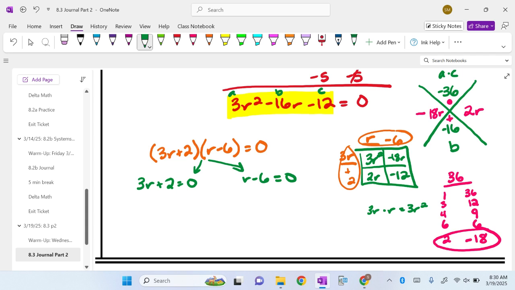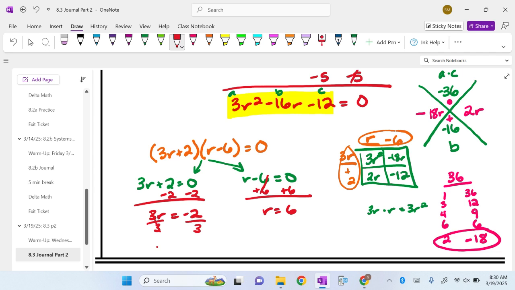Now, R minus 6 is easy. It's just that one-step equation. You just add 6 to both sides. So R is equal to 6. But 3R plus 2 is a two-step equation because we have something connected to the R. So what's my first step? Subtract the 2. You always get rid of the constant first. So I have 3R is equal to negative 2. And then what's my last step? Divide by 3. So R is equal to negative 2/3.